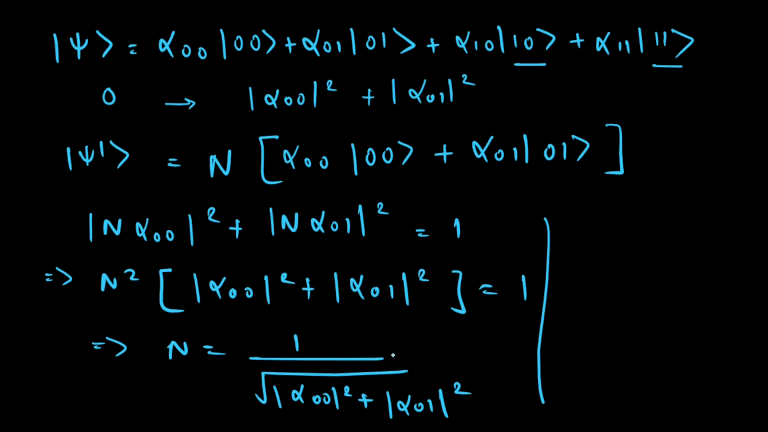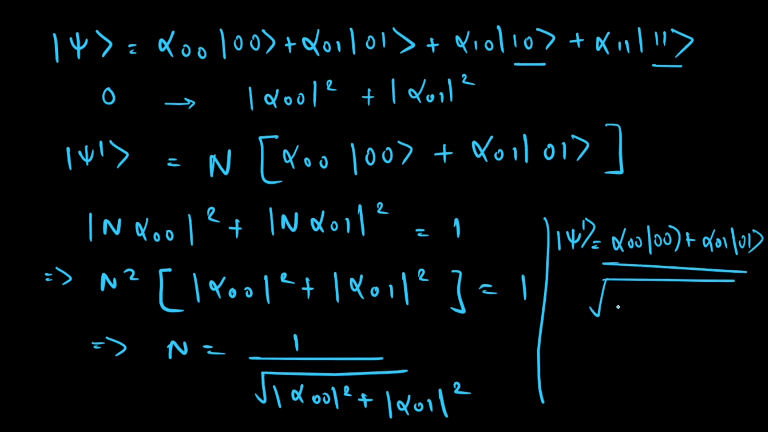So putting the value of n in our new post measurement state, which is now renormalized, we have psi dash equal to alpha 0,0 |0,0> plus alpha 0,1 |0,1> divided by root under alpha 0,0 square plus alpha 0,1 square. This is an important case for renormalization of post measurement.